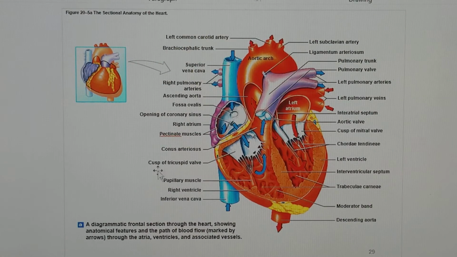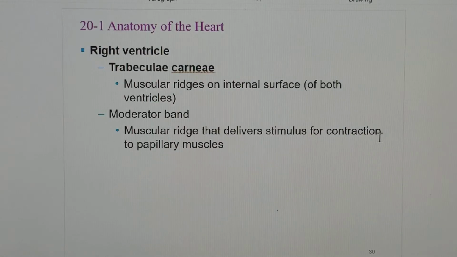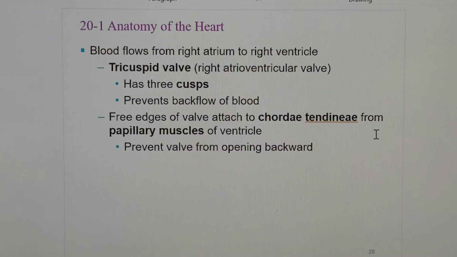Okay. Cusps of the tricuspid valve. There's 1, 2, 3. And the cusp of the mitral, it's not 3 cusps, it's a bicuspid valve. Free edges of valves attached to the chordae tendineae, however you want to pronounce it, from the papillary muscles of the ventricle. Prevent valve from opening backwards.